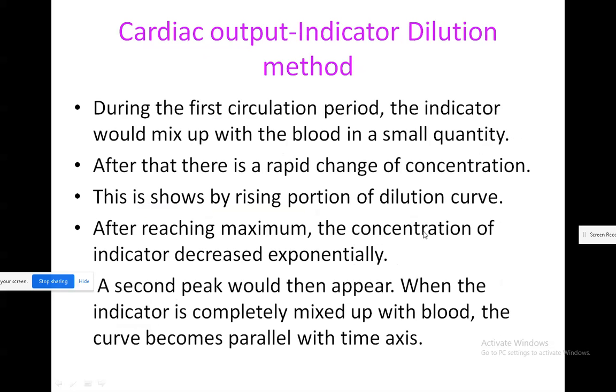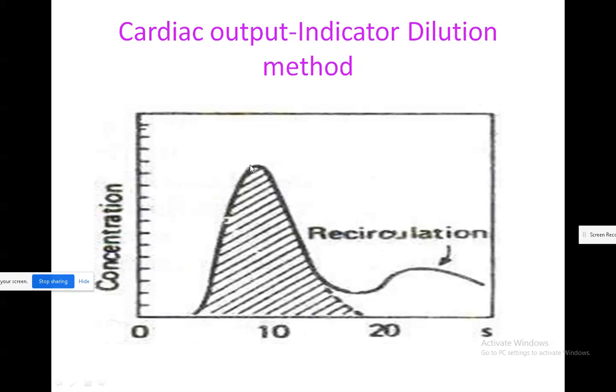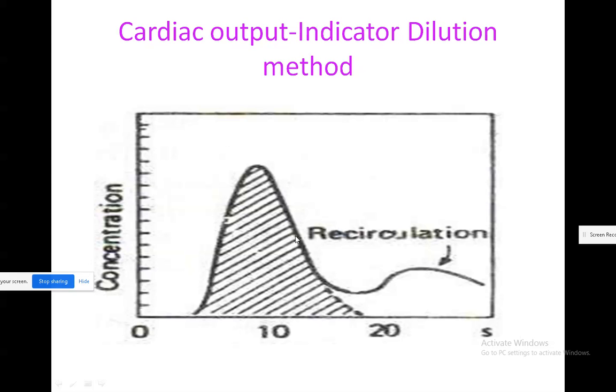After reaching maximum, the concentration of indicator decreases exponentially with respect to time. After that, a second peak appears. The second peak is this one. After the peak, the concentration of indicator decreases gradually, and then a small peak appears after the high peak.